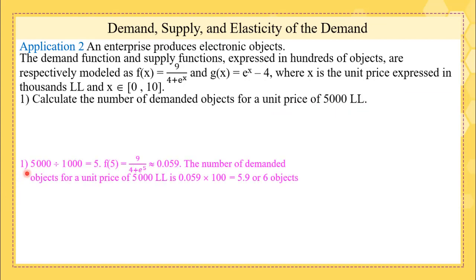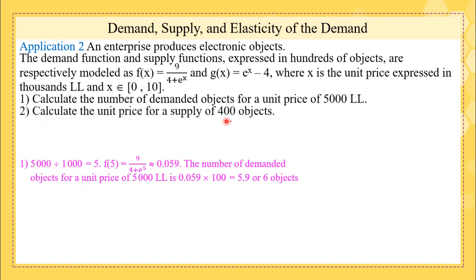1. Calculate the number of demanded objects for a unit price of 5000 Lebanese lira. First, we find x. So x equals 5000 divided by 1000. We get 5. Then we replace x equal to 5 in the expression of the demand function f of x, and we get f of 5 approximately equal to 0.059. Finally, we answer the question by multiplying 0.059 by the unit of the demand f of x, which is 100. Therefore, the number of the demanded objects for a unit price 5000 Lebanese lira is 0.059 times 100, which is equal to 5.9 or 6 objects.